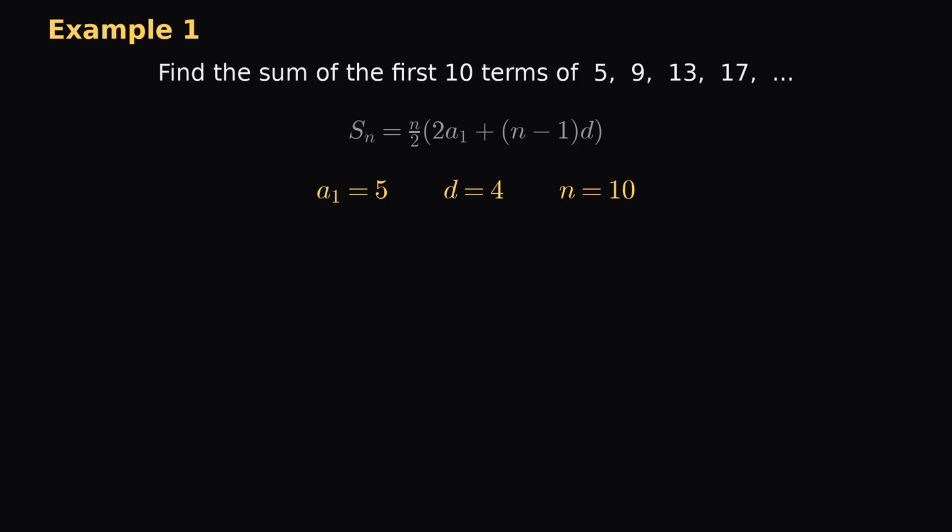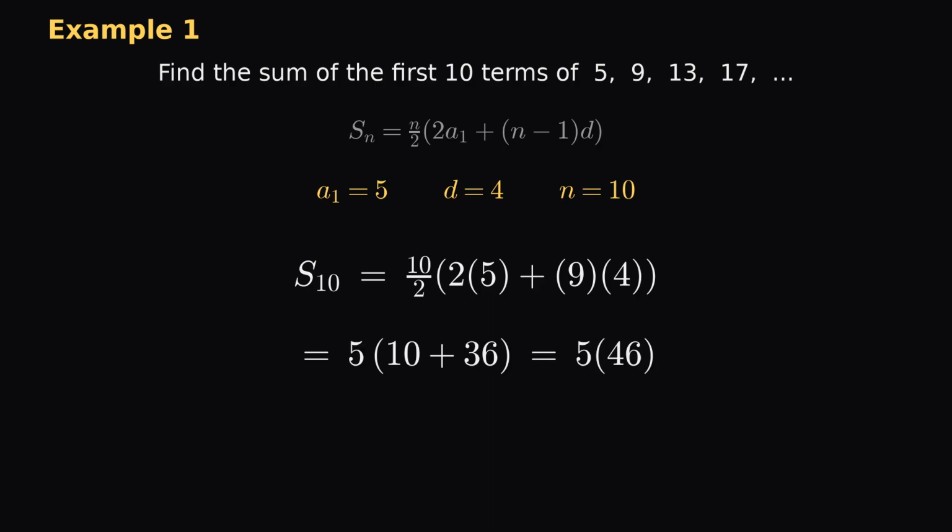Example 1. Find the sum of the first 10 terms of 5, 9, 13, 17, and so on. a1 is 5, d is 4, and n is 10. 10 over 2 times (2 times 5 plus 9 times 4). That's 5 times (10 plus 36). 5 times 46 is 230.